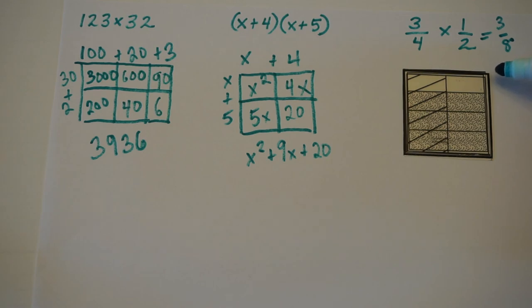How many pieces is the square cut into? 1, 2, 3, 4, 5, 6, 7, 8. And that's our denominator. And how many of those pieces are we concerned with? That's going to be the number of pieces which are double shaded, and that is 1, 2, 3. And that's the 3 in our numerator. So we have 3 out of 8, or 3/8.